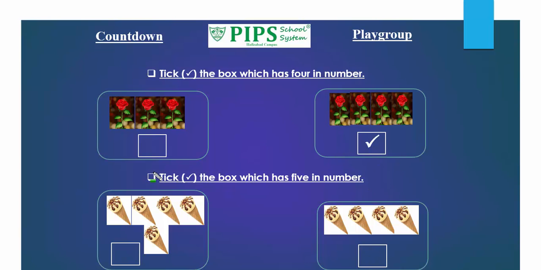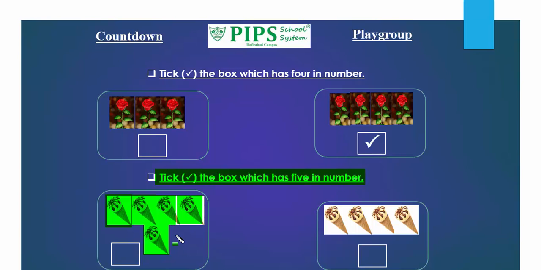Our second statement is: tick the box which has 5 in number. Let us count how many ice creams are in the first box. 1, 2, 3, 4, 5. These are 5 ice creams.